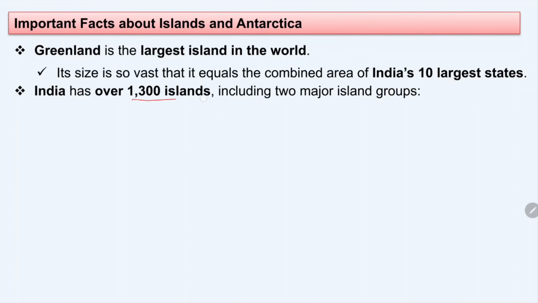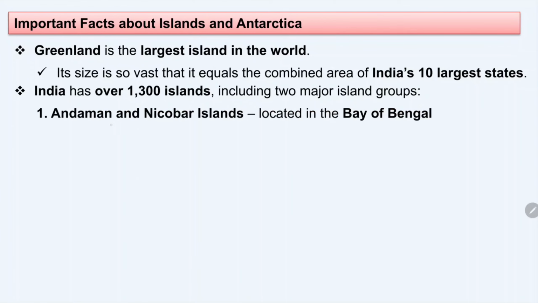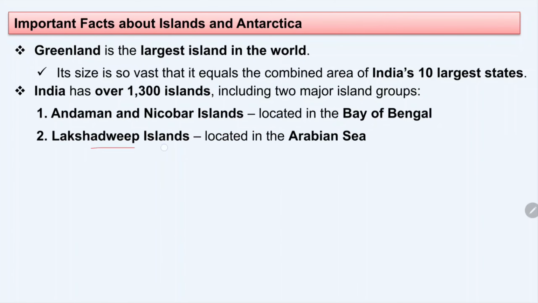India has over 1300 islands, including two major island groups. So what are these two major island groups? Andaman and Nicobar Islands, located in the Bay of Bengal, as I have already shown you on the map, isn't it? And next we have the Lakshadweep Islands, located in the Arabian Sea.